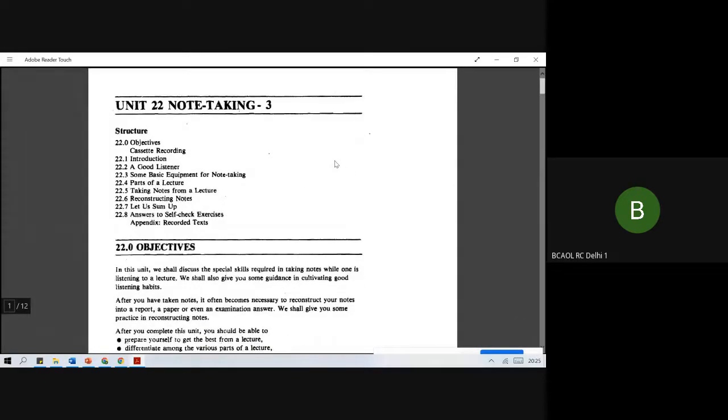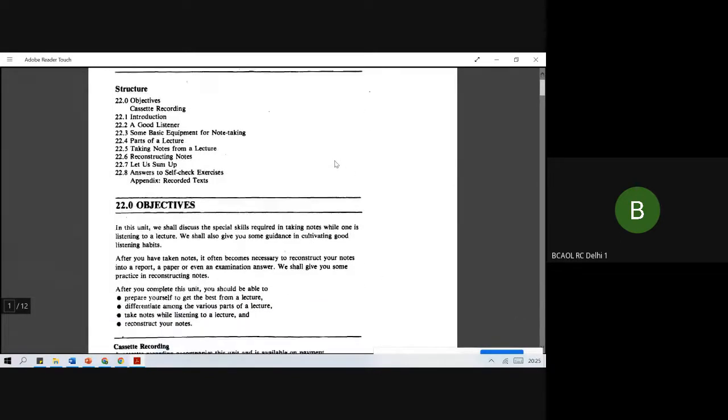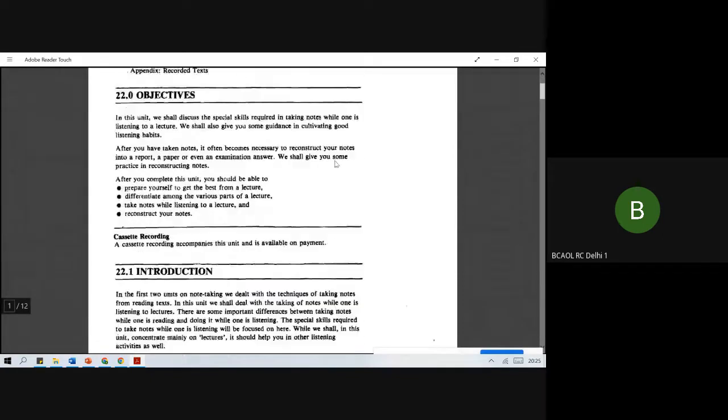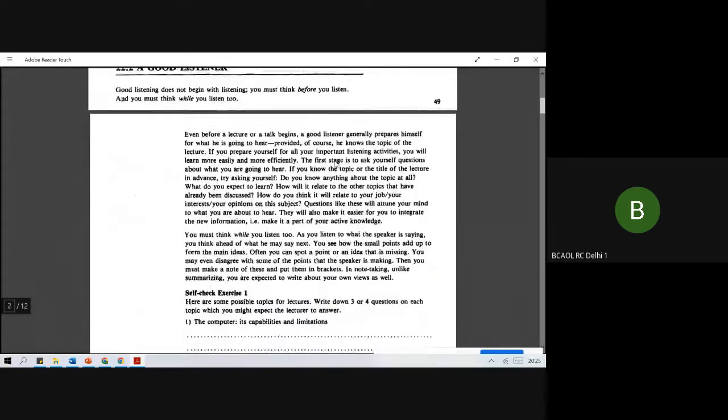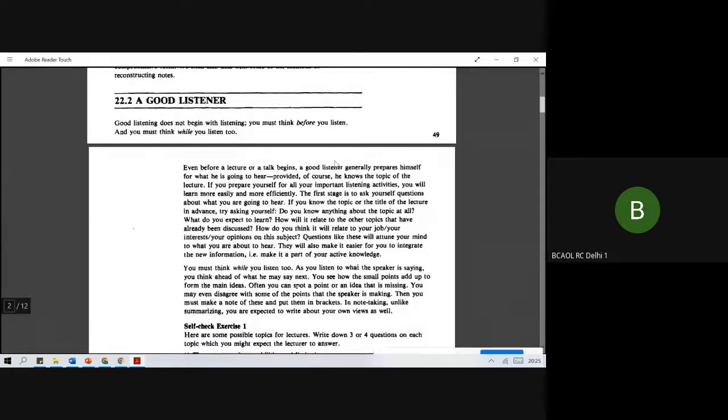You can do further practice from Unit 22. Here are also some other examples, some extracts you can practice from.